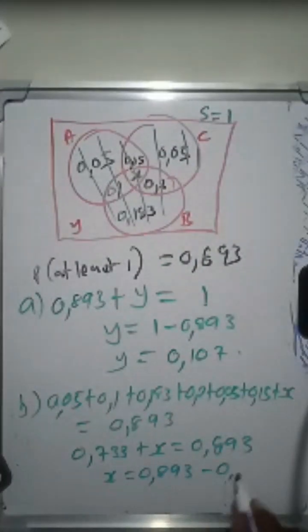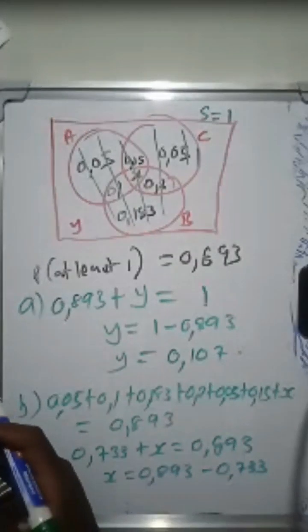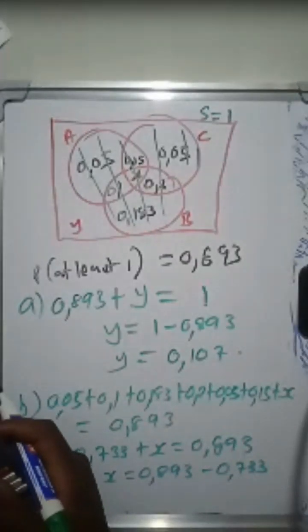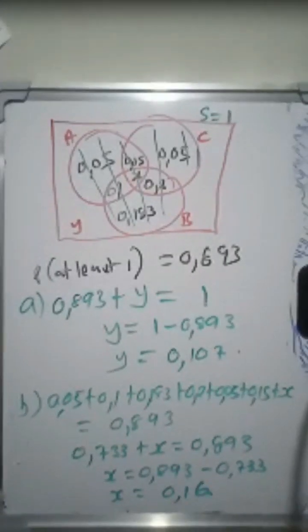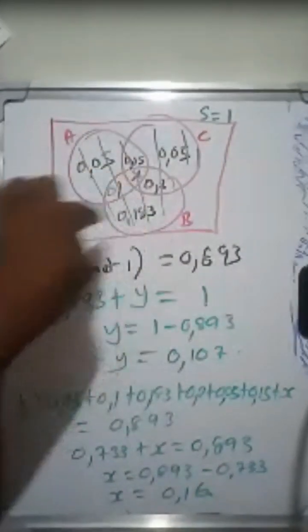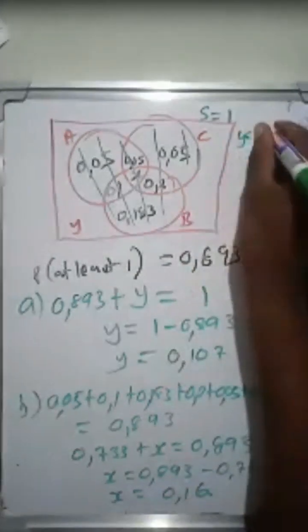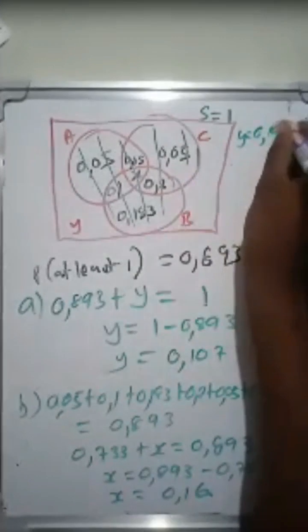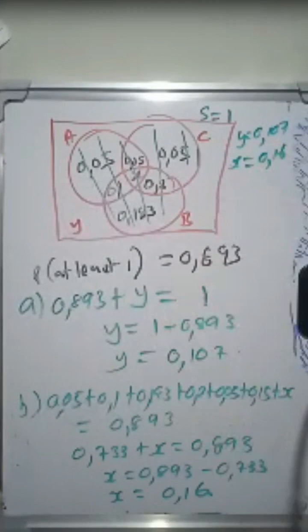So it means X is equal to 0.893 minus 0.733. Then we get that X is going to be 0.16. Otherwise, if you are not given this one, you add that plus that, then you equate it to 1, then you calculate X. So in this case, Y is equal to 0.107 and X is equal to 0.16. Okay, right?